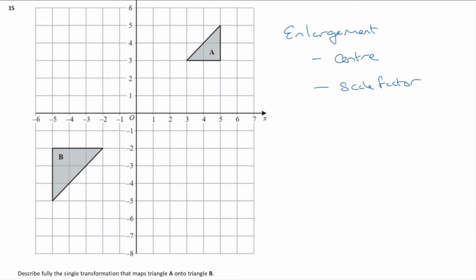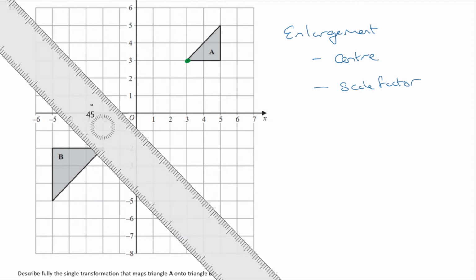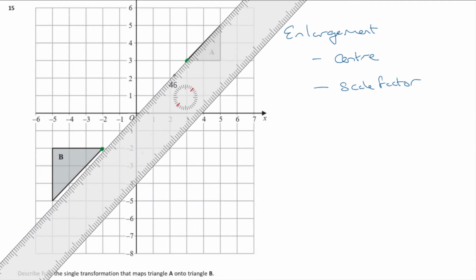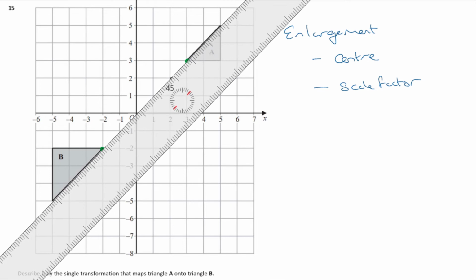Right, so where is the center? Now, the easiest way to find a center of enlargement is using the fact that if you draw ray lines between each point on your object and matching points on the image, so if I join that one to that one with a ruler, I get what's called a ray line. So let's just draw that on. So there's one ray line.